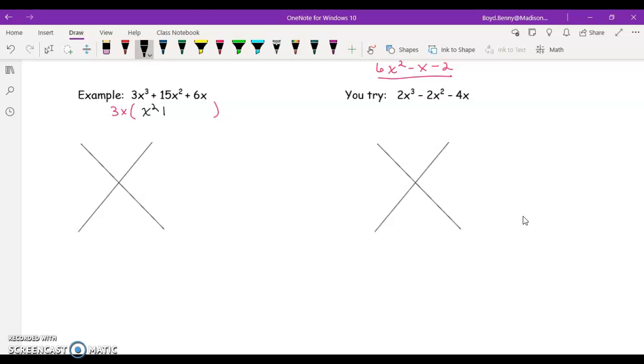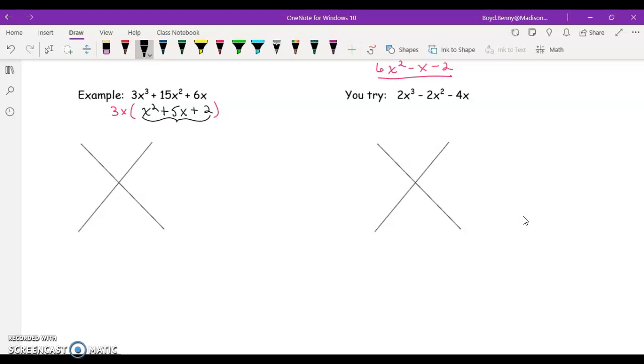Kind of working backwards here. 3x times 5x would give me 15x squared. And 3x times 2 would give me 6x. Okay? So let's see. Now we want to see if we can factor just what's in the parentheses.